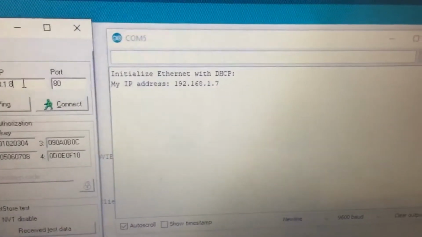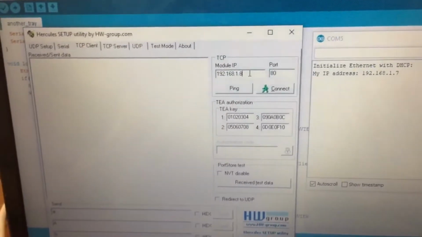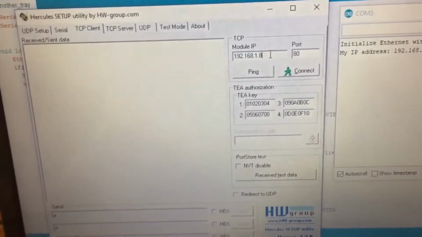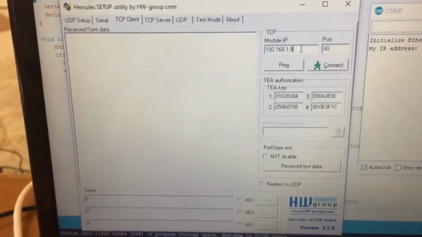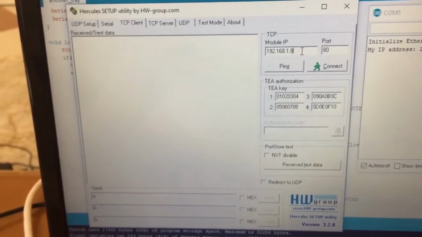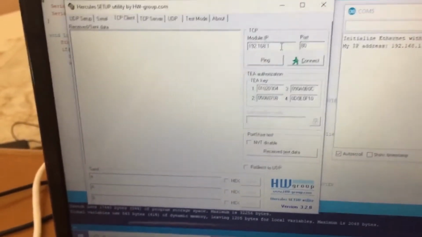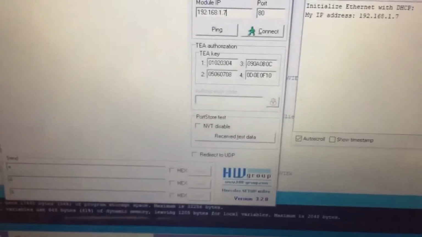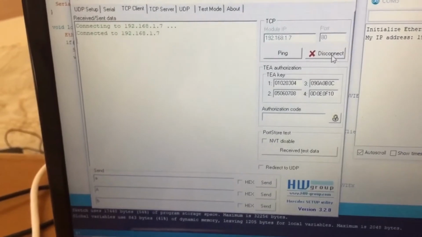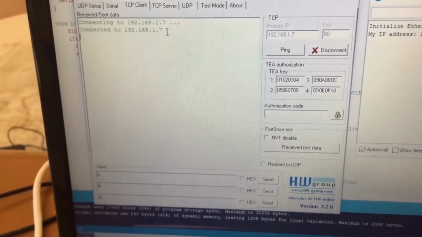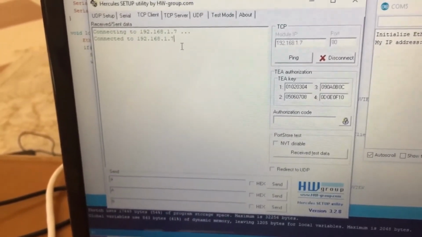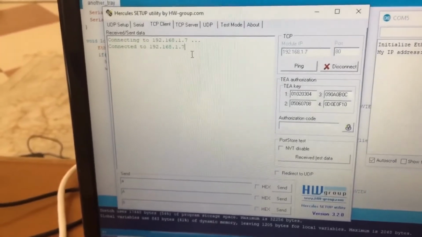And now, since we have the IP address, we will start by testing it with this program, which is Heracles setup. We use TCP client. From TCP client we gave the modem IP, which is here. We can replace it by 7.7, and the port is known as 80, and we press here connect. See, connecting and connected. This indicates that we have successfully connected to the Arduino Ethernet shield.